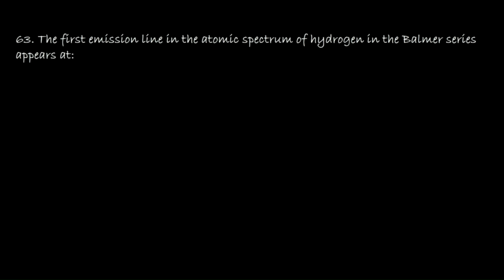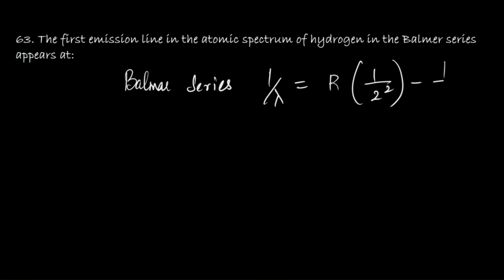The first emission line in the atomic spectrum of hydrogen in the Balmer series appears at. Okay, so Balmer series means the jump happens to the second state. Lyman, Balmer, right? Second one. So 1 by lambda is equal to RH times (1 by 2 square minus 1 by n square). So the first emission line, which I am taking as 3 to 2, so n is equal to 3 and n is equal to 2.